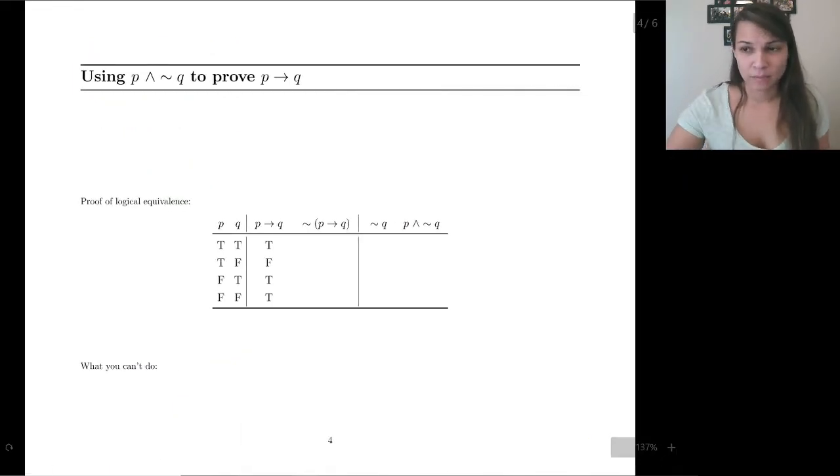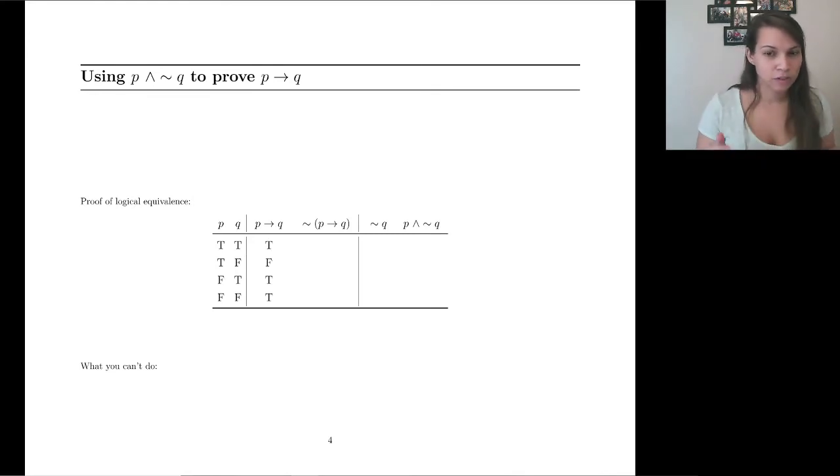So that was an example of using a proof by contradiction to prove a statement P. Now, before we use it for proving if-then statements, I want to get into why this is going to work in a little bit more detail.